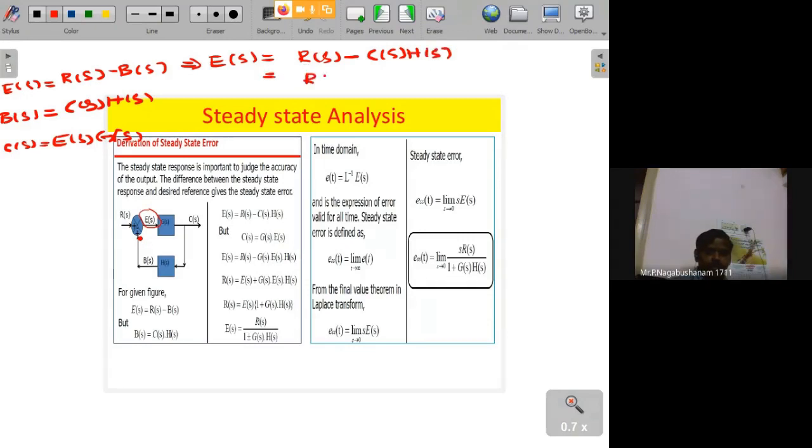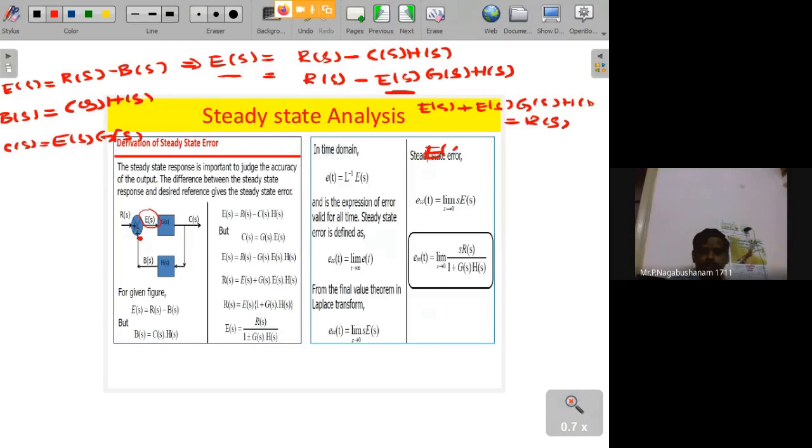Again, I'm replacing that C of S. I want the error, because here also it is error. I don't want C by R, I'm not going to find the transfer function. I'm going to find the error signal E of S. That's why I'm going to replace C of S as E of S into G of S. So E of S into G of S, and H of S is already there. Bring the E of S to one side, then you will get E of S plus E of S into G of S, H of S is equal to R of S.